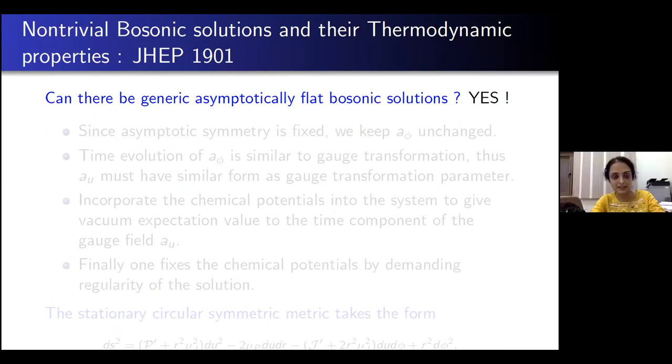Okay, so now comes an interesting question, and that is, can we have generic asymptotically flat bosonic solutions? Just to remind you, what we had learned from the AdS3/CFT2 analysis, the AdS3/CFT2 duality, there we first saw that the symmetries of both the theories are the same. And then we saw that there were these BTZ-like solutions, which were topologically different from pure AdS3 solutions. So the question that we are asking here is, can we also find the equivalent of BTZ-like solutions for these cases? And the answer turns out to be definitely yes.